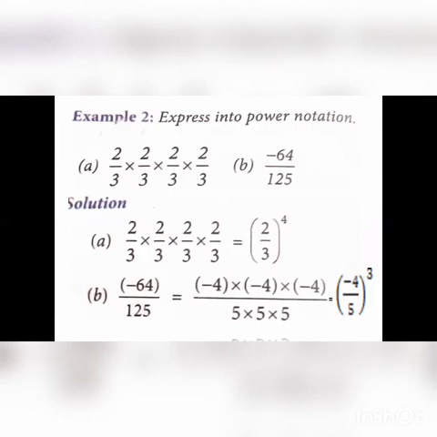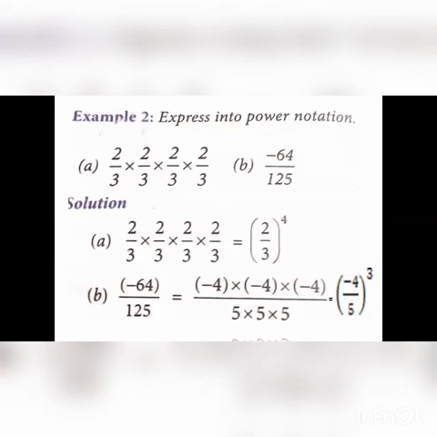Now let's move to the next example. Express into power notation. That means you have to write the numbers in power. Let's take the first example. 2 upon 3 multiply 2 upon 3 multiply 2 upon 3 multiply 2 upon 3. Here 2 upon 3 is repeating 4 times. So we will write 2 upon 3 within brackets raised to the power 4. This is called power notation.